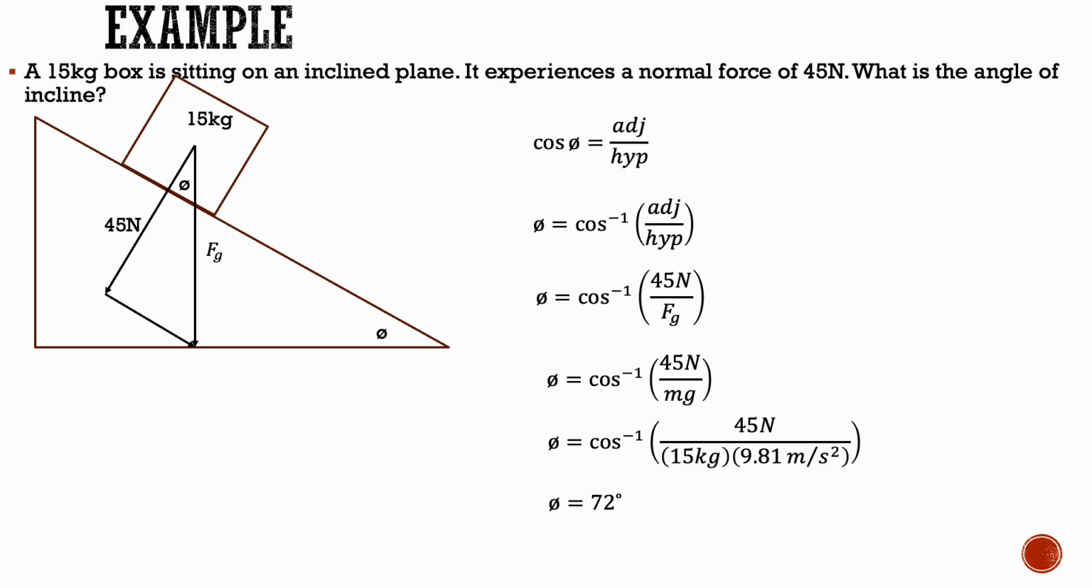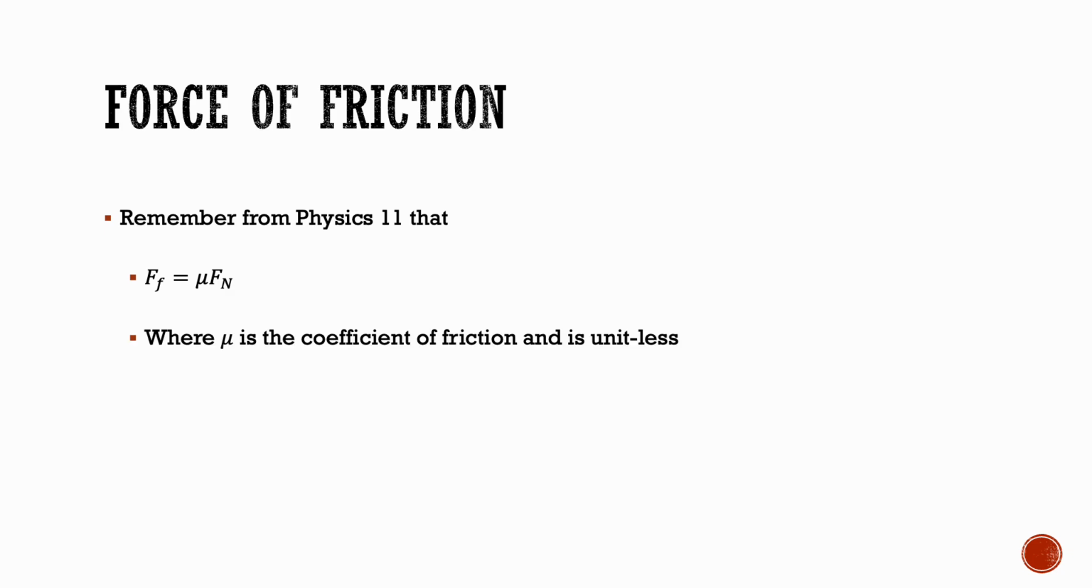Okay, so next we are going to start integrating some force of friction and look at some acceleration. Force of friction, remember from Physics 11, is our coefficient of friction times our force normal, where mu is our coefficient of friction and is unitless, so it has no units associated with it. And if you recall, our force of friction will always oppose motion.